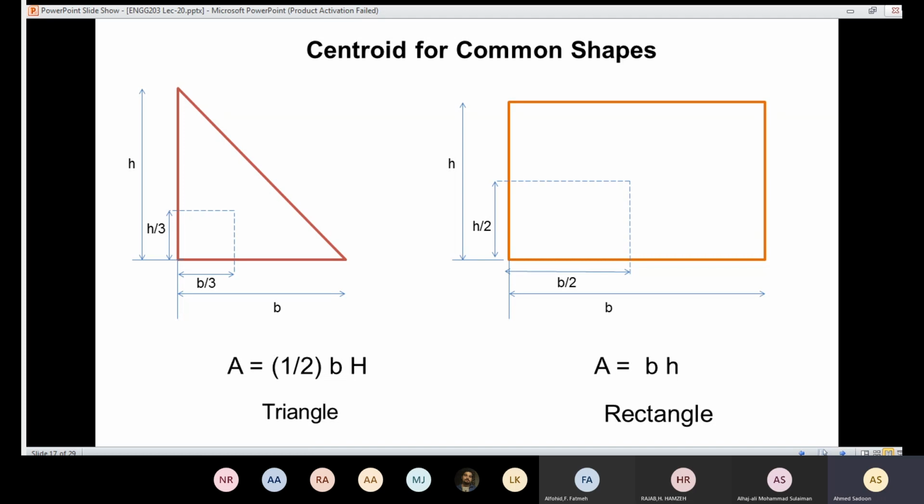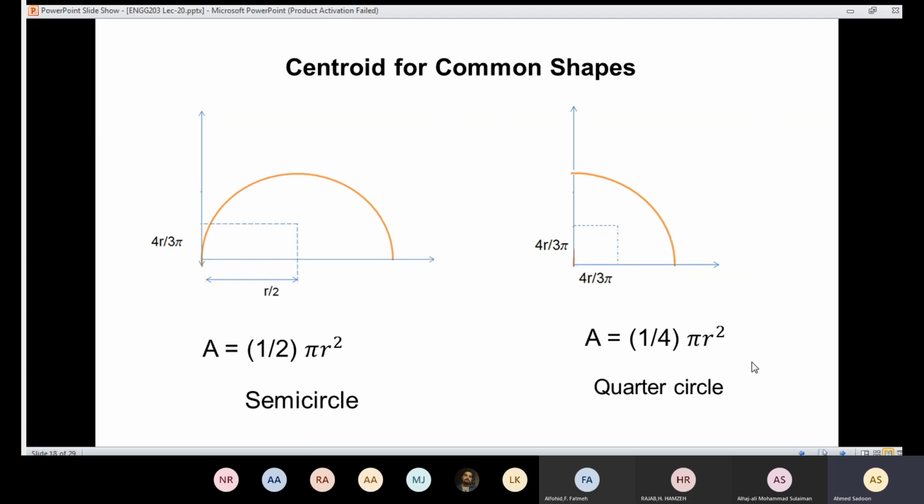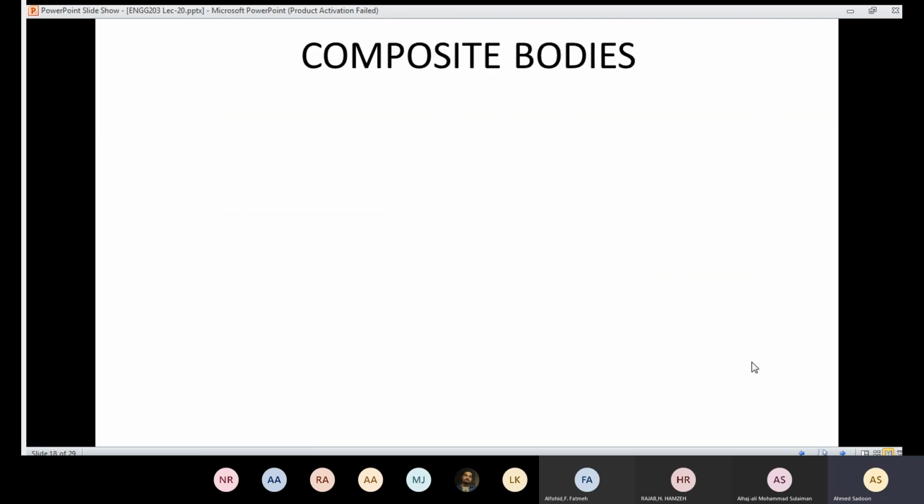The most important one is the area centroid, because mainly you are going to deal with 2D, which means that we are going to deal with areas. So it's very important to understand the area centroid. Here, like you can see, we have the area centroid for the common shapes. Here we have the triangle, the rectangle, the semicircle, and the quarter circle. That is going to help us in this lecture today.